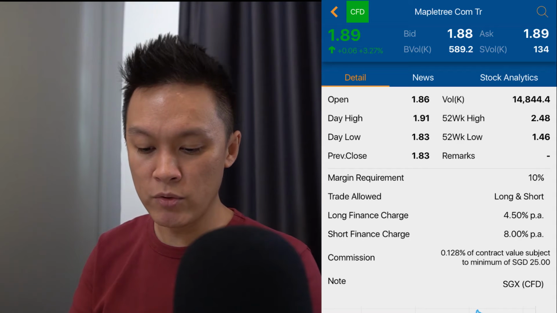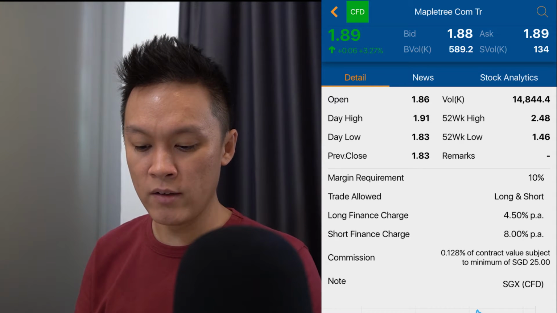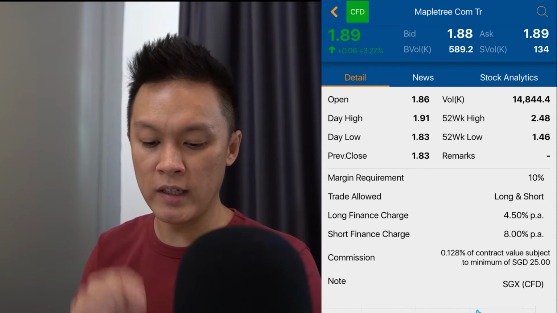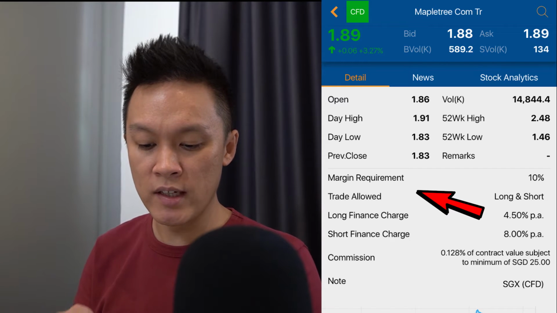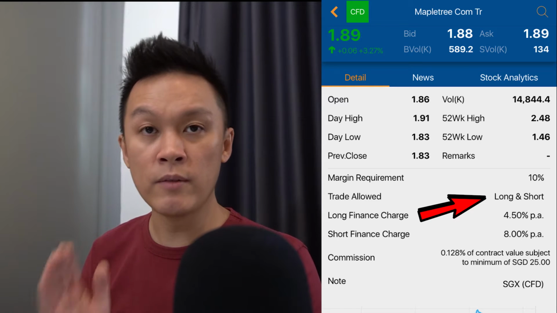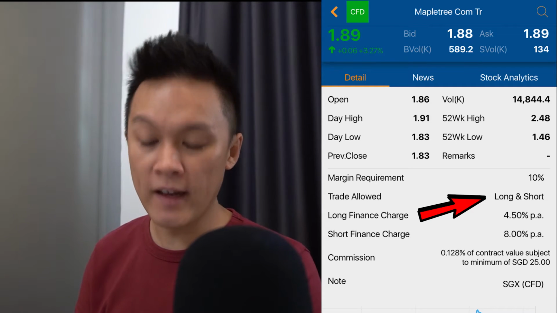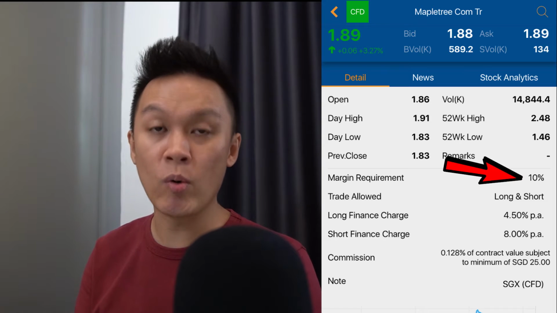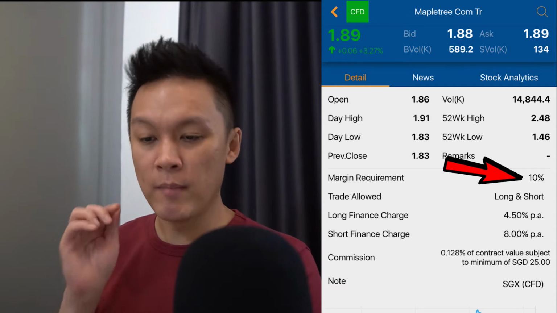So how do we actually see whether the stock is available on CFD for us to short? You have to go to your handphone, look for the stocks, and search for, let's say, Mapletree Commercial, and you get to see the trade allowed. Under the trade allowed, you see long and short. That means this stock is available for you to short sell. Also you can see the margin required is 10%.